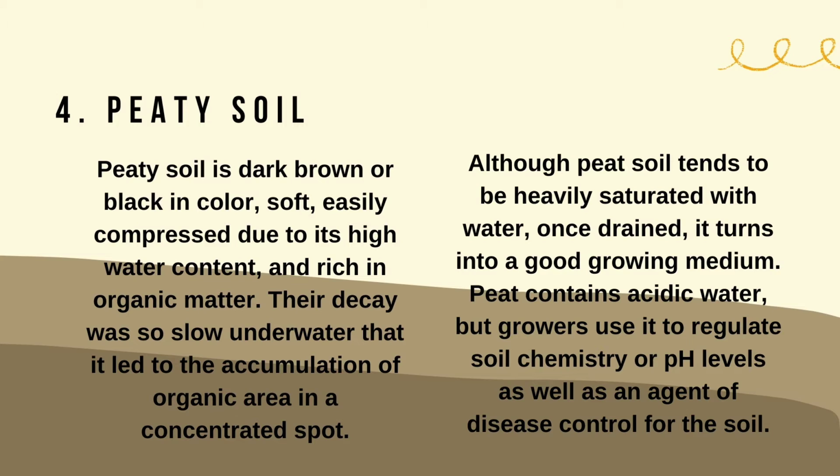Peaty soil is dark brown or black in color, soft, easily compressed due to its high water content, and rich in organic matter. Their decay was so slow underwater that it led to the accumulation of organic matter in a concentrated spot. Although peat soil tends to be heavily saturated with water, once drained, it turns into a good growing medium. Peat contains acidic water, but growers use it to regulate soil chemistry or pH levels as well as an agent of disease control for the soil.